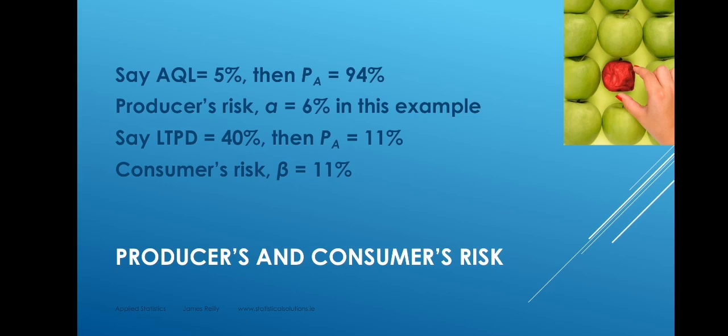For batches that come from a process where the incoming quality is 40%, that's the LTPD, the lot tolerance percent defective, or the rejectable quality level. These batches should be rejected because that's not acceptable, and most of them are rejected. 89% are rejected, leaving only 11% accepted. Those 11% are accepted because even though the batches are poor, the sample of 8 units on those occasions happen to contain 1 or fewer defectives. So that 11% is the consumer's risk, beta.